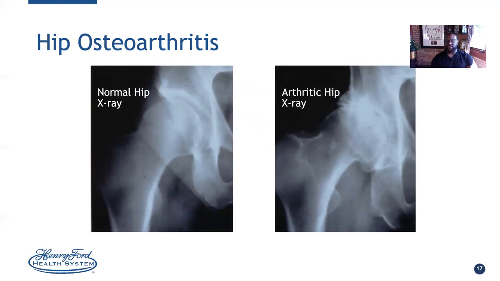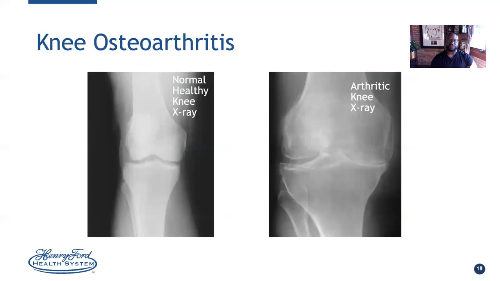This is osteoarthritis in the image on the right. You see joint space narrowing, subchondral collapse, subchondral cyst, sclerosis of the joint. Those are all signs of osteoarthritis.